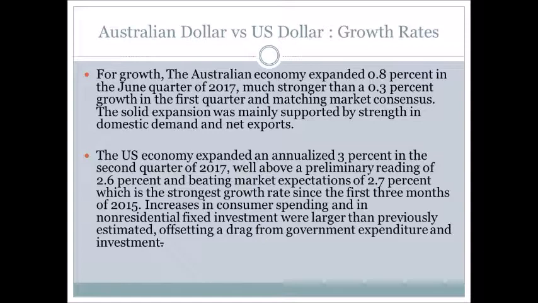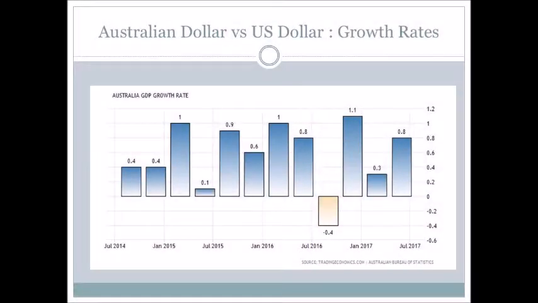In comparison to overseas, the US economy expanded an annualized 3% in the second quarter of 2017, well above a preliminary reading of 2.6% and beating market expectations of 2.7%, which is the strongest growth rate since the first 3 months of 2015. Increases in consumer spending and in non-residential fixed investment were larger than previously estimated, offsetting a drag from government expenditure and investment.